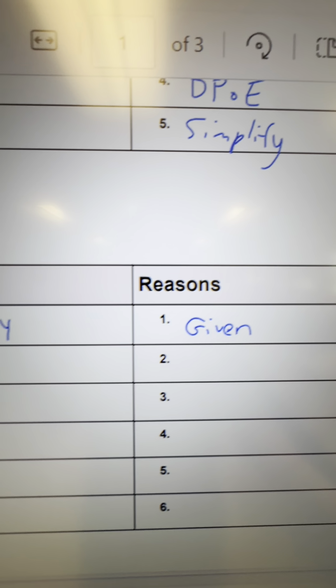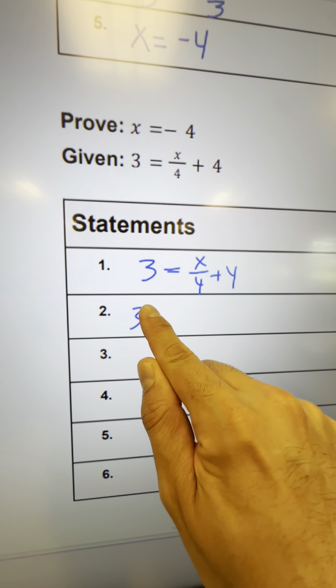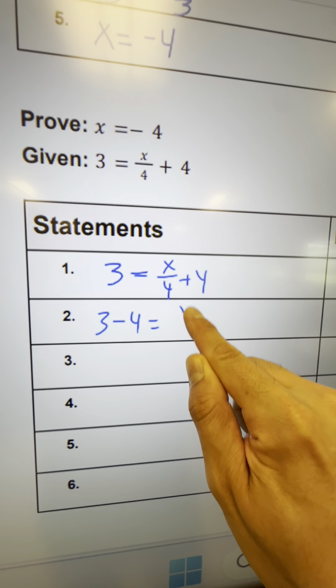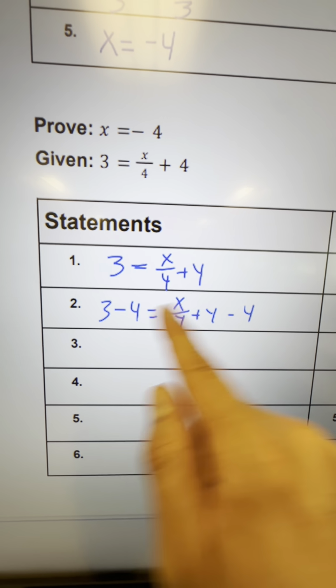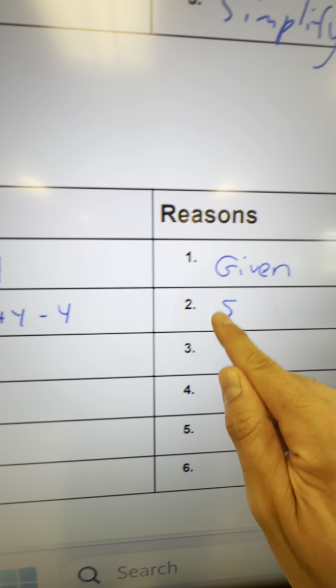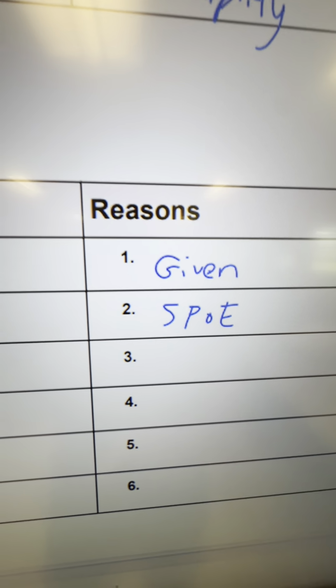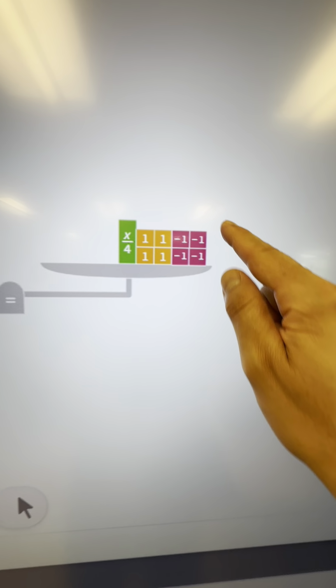So I go back to my problem here. I'm taking away 4 from the left side. And I also took away 4 from the right side. So -4 to both sides. And this is called the subtraction property of equality. And now that I took away 4 to both sides, my next step is to simplify.